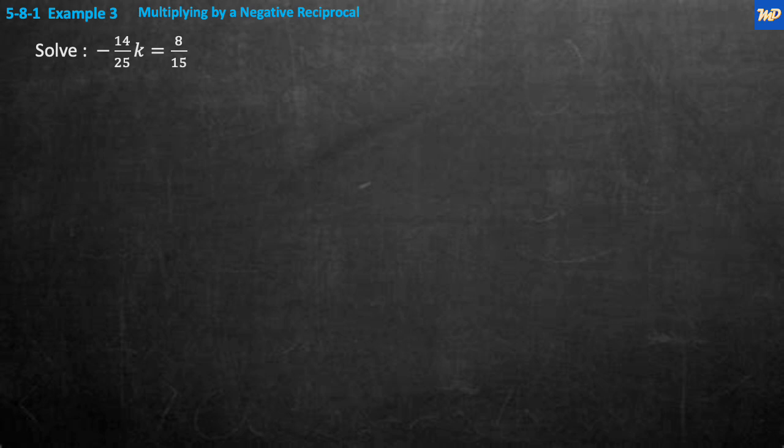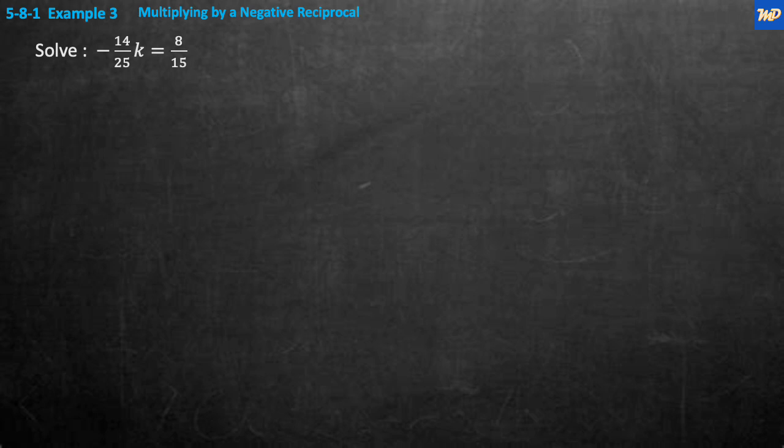Example 3, multiplying by a negative reciprocal. Solve negative 14/25 K is equal to 8 over 15. So again, we're going to come up with the reciprocal to get the K by itself. This time, when we make the reciprocal of the coefficient of K, we're going to take the negative sign with us, of course, because we're going to be multiplying both sides by that negative.